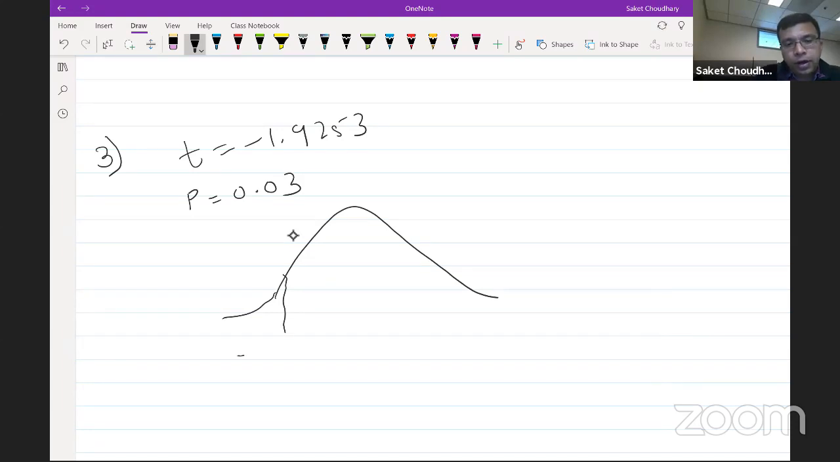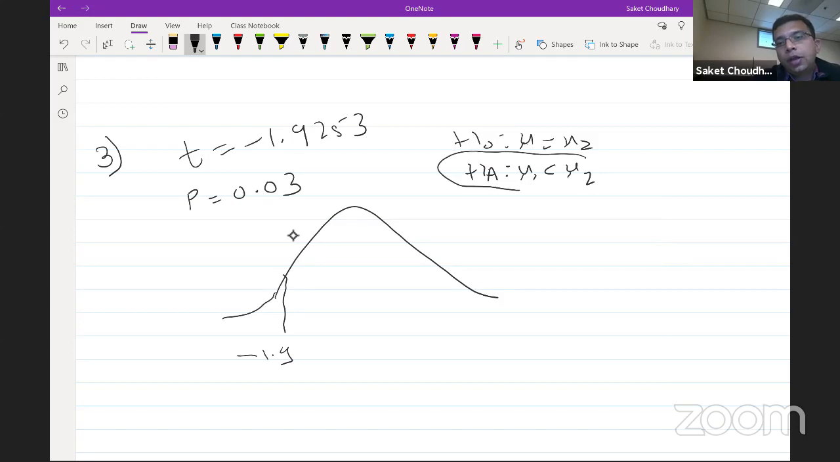Okay, so your t statistic is minus 1.9. Remember, your null was mu1 equal to mu2, and your alternate was mu1 is less than mu2. So the moment you see this alternate, your t statistic, which is defined by y1 minus y2 divided by the standard error, you expect this to be negative, which happens to be true in our case.